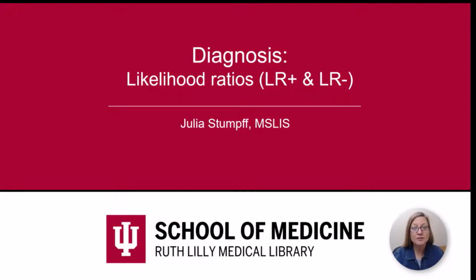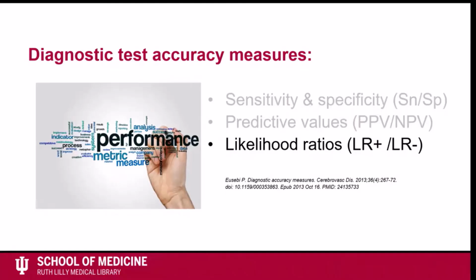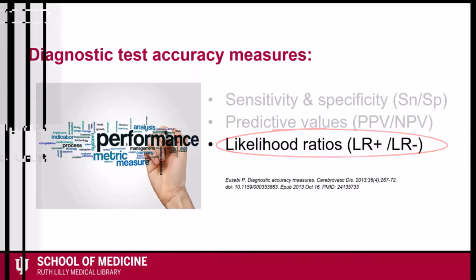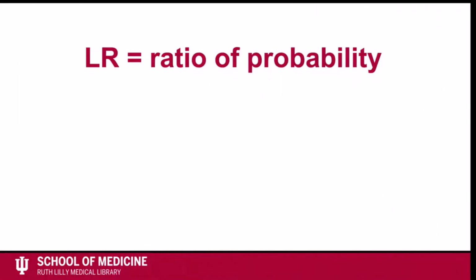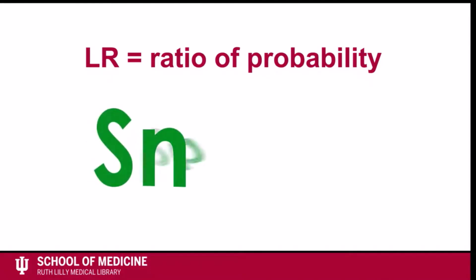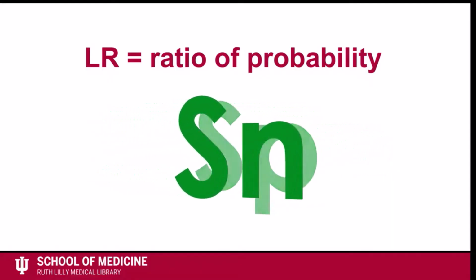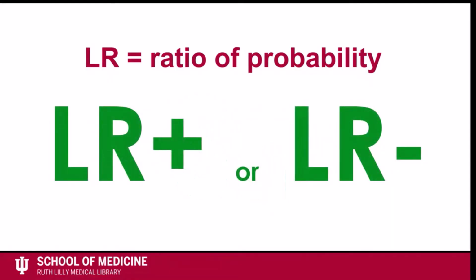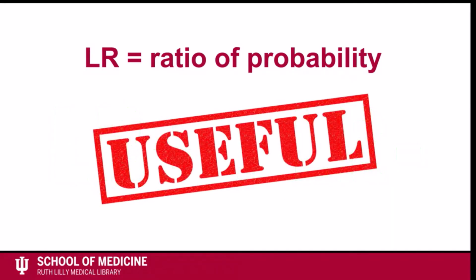In this video, we focus on likelihood ratios associated with diagnostic tests. Like sensitivity, specificity, and positive and negative predictive values, likelihood ratios help you choose and interpret diagnostic tests. Likelihood ratios are ratios of probabilities. They incorporate both sensitivity and specificity into a single number and are more useful than sensitivity and specificity measures alone.